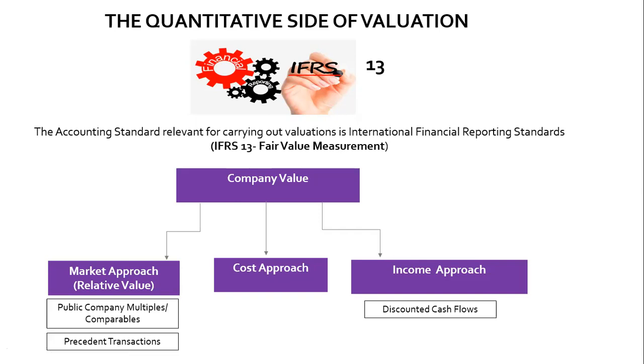Let me quickly run you through the cost approach and the income approach, then we will zoom into the market approach. That's what I've chosen to do for today. So the cost approach is what we call the current replacement cost. Its purpose is to determine the amount currently required to replace the service capacity of an asset, adjusted for obsolescence.